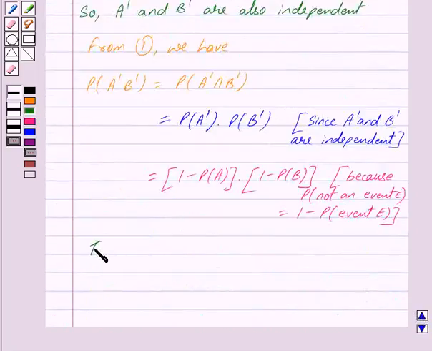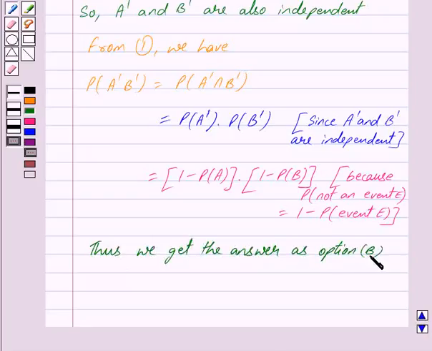Thus, we get the answer as option B. So we write our answer as B.